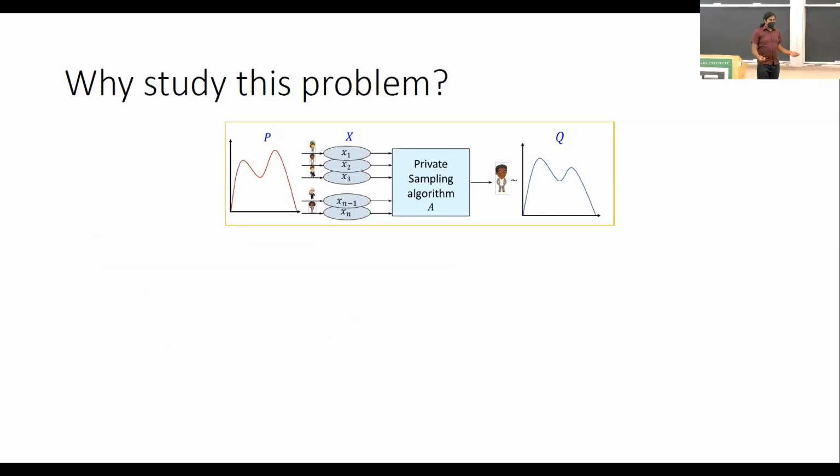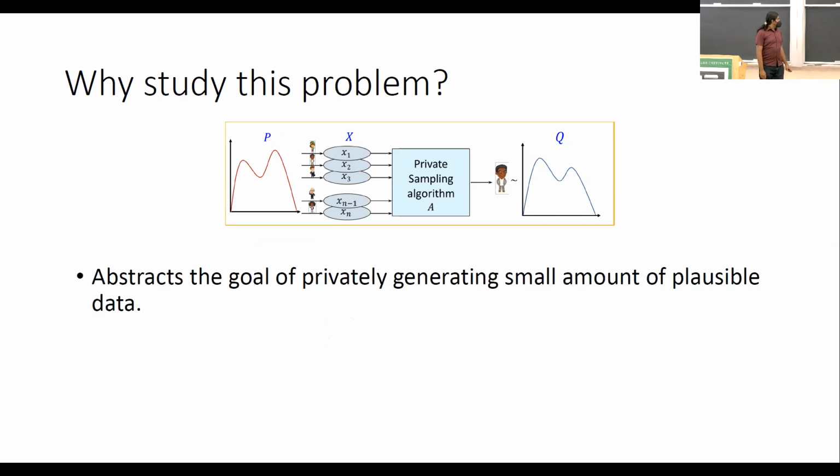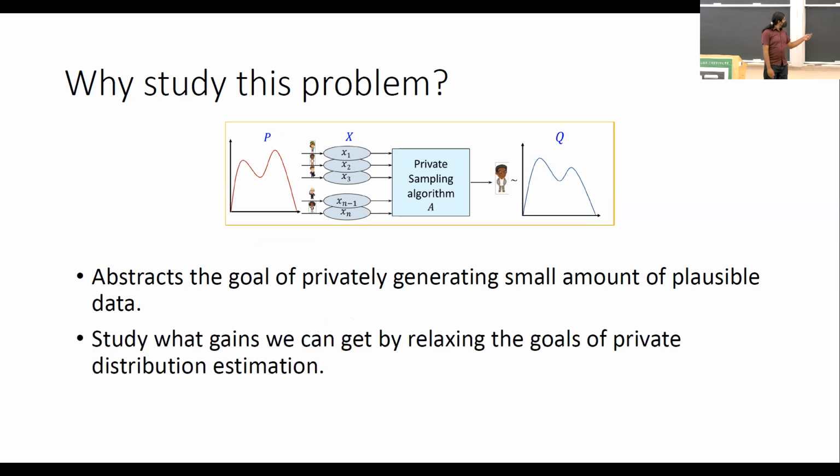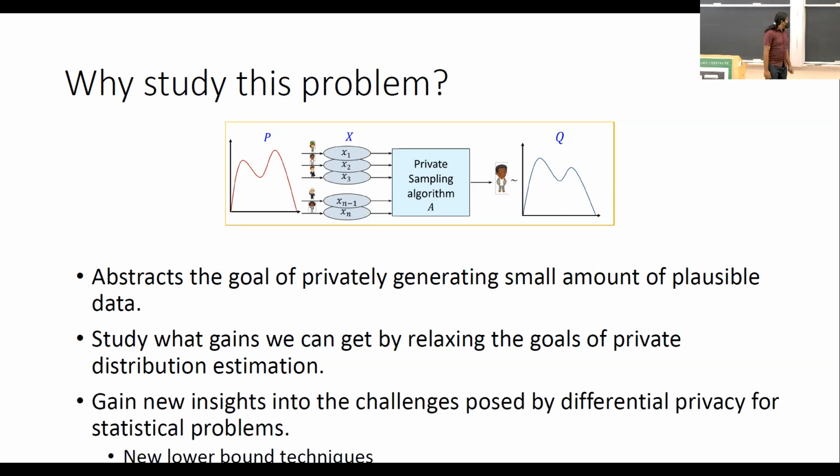Okay. So why study this problem at all? So our first goal was to sort of abstract the goal of privately generating a small amount of plausible data whose distributional properties sort of matched the population distribution. And so the other thing we wanted to study is what gains can we get by relaxing the goals of private distribution estimation. We saw that this problem is a little easier than private distribution estimation. So maybe you can do things that save you on sample complexity, for example. And finally, it turns out, and we'll talk about this later, that lower bound techniques that are used for private estimation don't directly work for this problem. And so studying this gives us new insights into the challenges posed by differential privacy for simple statistical problems.